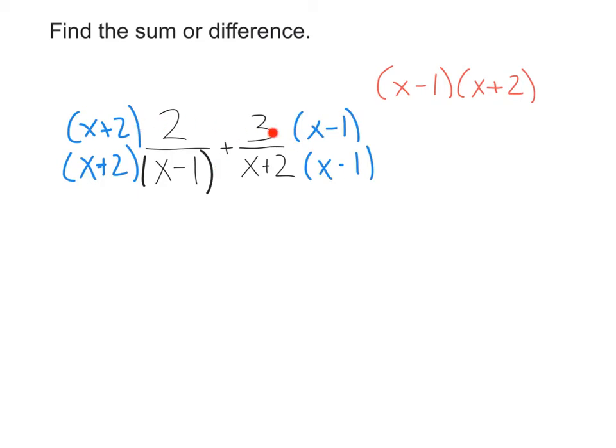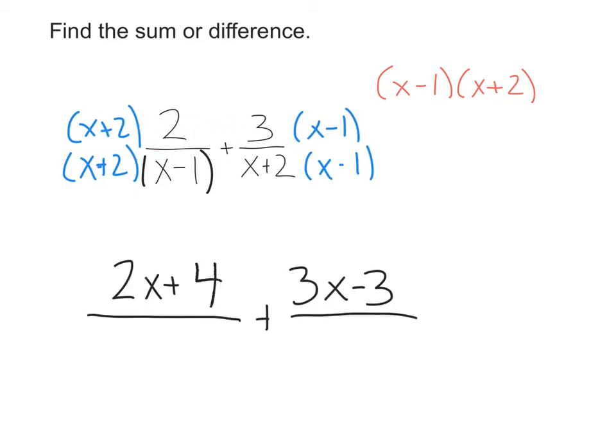Now let's go ahead and multiply all these out. First, let's look at the numerators. This 2 is going to distribute, giving us 2x plus 4. On the right side, the 3 will distribute, giving us 3x minus 3.